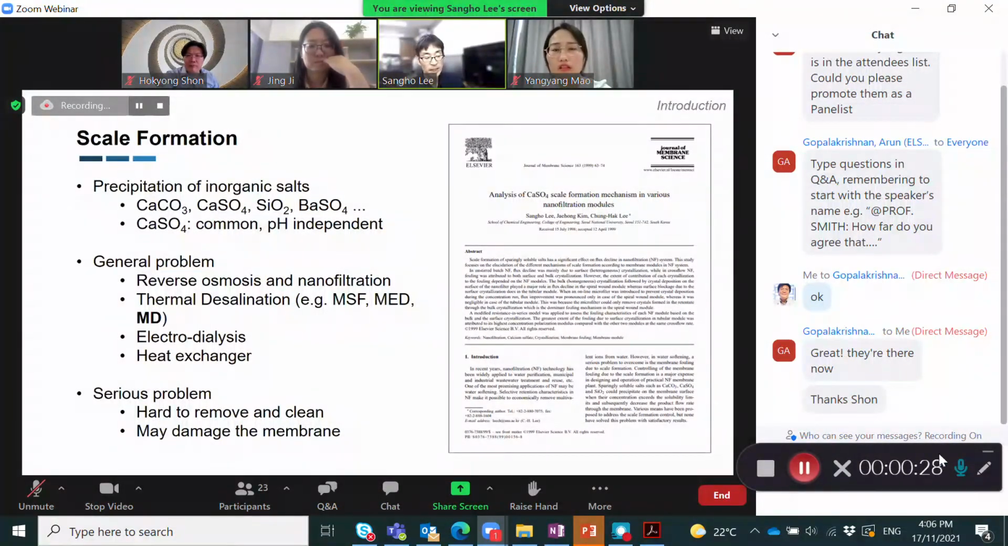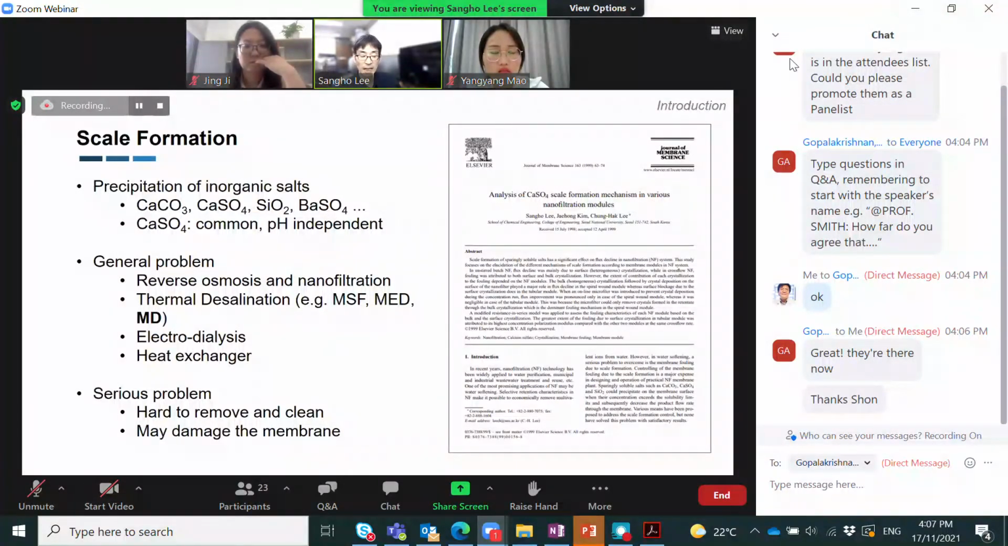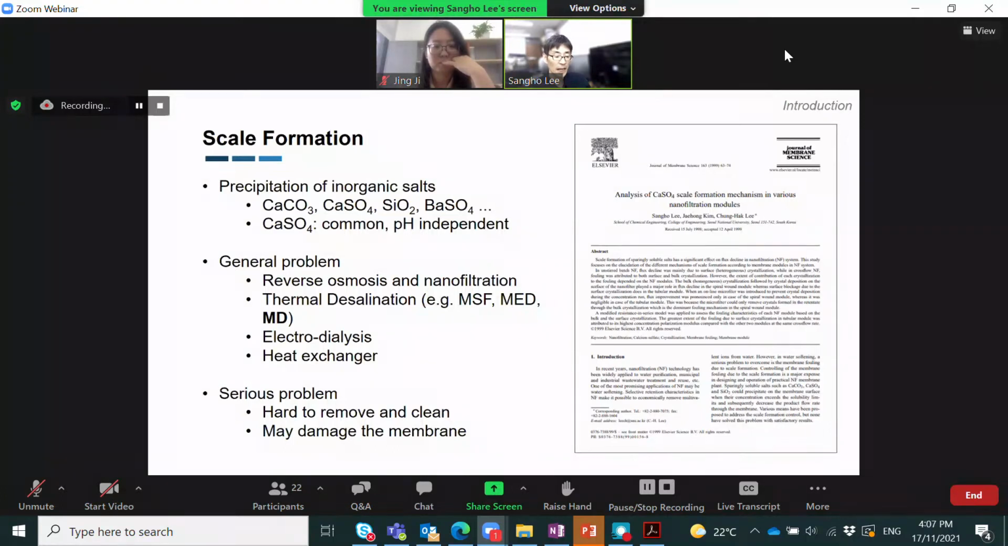Of course, calcium sulfate has been studied widely because it's very common and relatively difficult to control, because its solubility is pH independent, unlike calcium carbonate. Anyway, scale formation causes a lot of problems in reverse osmosis and nanofiltration membranes, as well as thermal desalination, such as MSF and MED, and of course MD. Sometimes we can even see scale formation in electrodialysis.